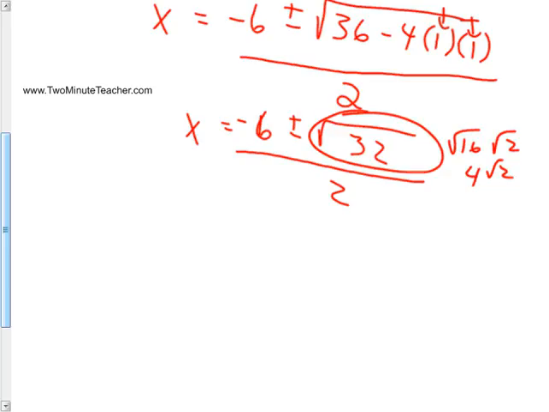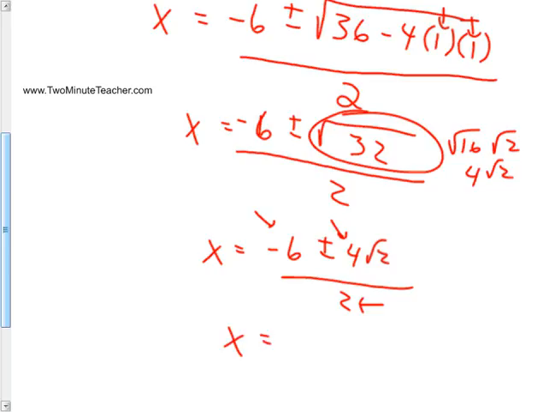So now I'm going to rewrite it again. x equals negative 6 plus or minus 4 root 2 all over 2. And then that and that and that all have a 2 in them, and so I recommend that you reduce that. 2 goes in here 3 times, 2 goes in here twice, and 2 goes in here once. Negative 3 plus or minus 2 square roots of 2.